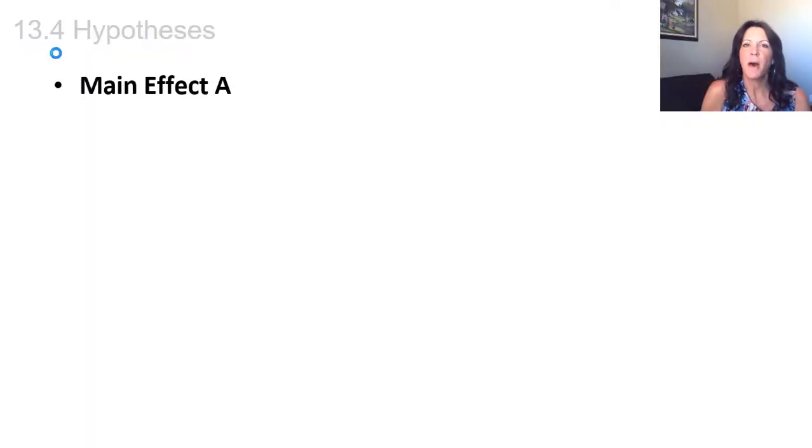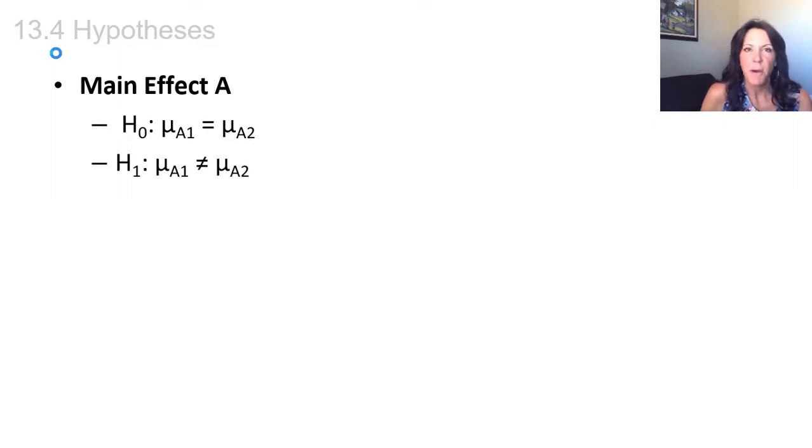So when we talk about the main effect for factor A, we write our null hypothesis as this. The mean of level A1 is equal to the mean of level A2. You'll notice I'm talking about levels because our hypotheses are written about the levels of our factors. We're not comparing the two different independent variables or two different factors. We're comparing the levels within each factor. The alternative hypothesis is going to be the mean of A1 is not equal to the mean of A2.